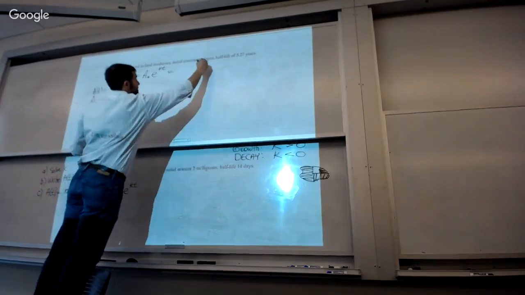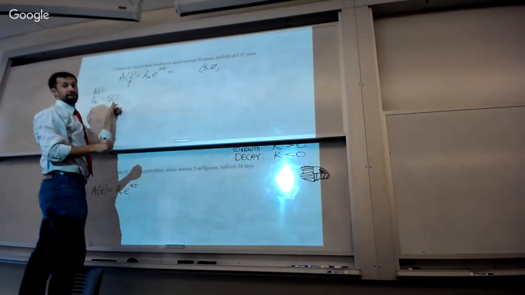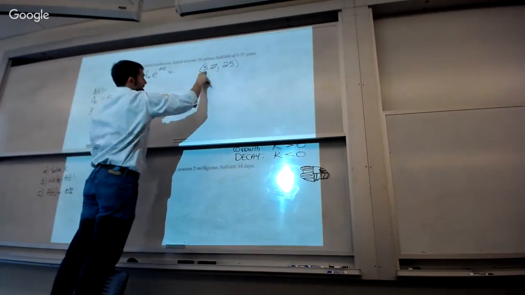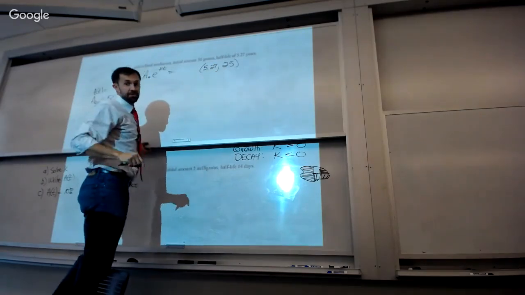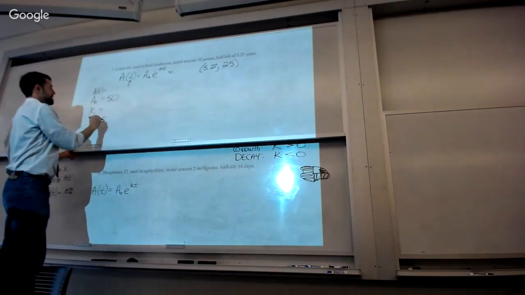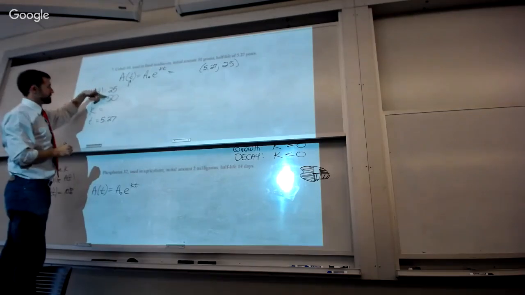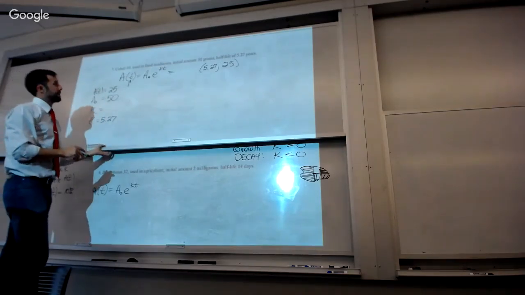If I plug in 5.27 years, then how much will I have? Half of 50 grams, which is 25 grams. So what they're telling us is input-output. If I input 5.27 years, the output should be 25 grams. So let's do that. If I input a time of 5.27, the amount at the end is 25, and we now have 3 pieces of data, and we're only missing our k value, so we can solve for k.